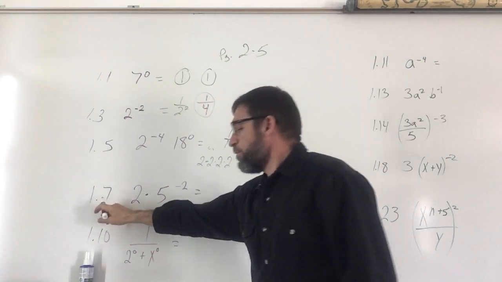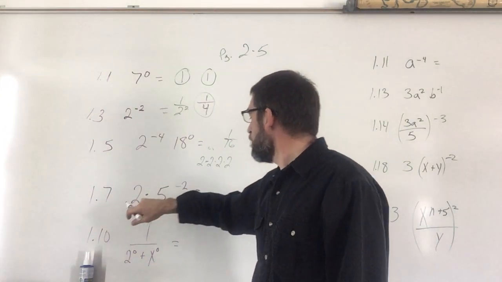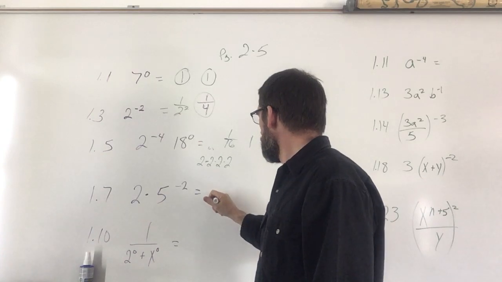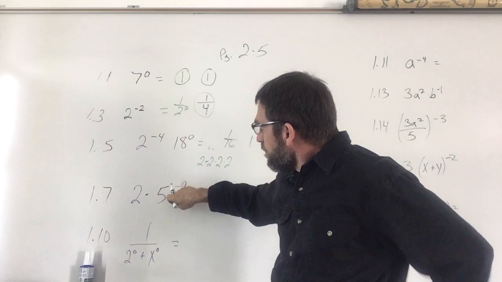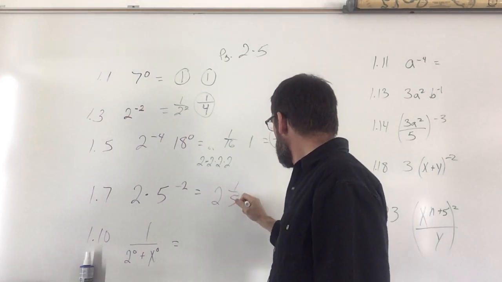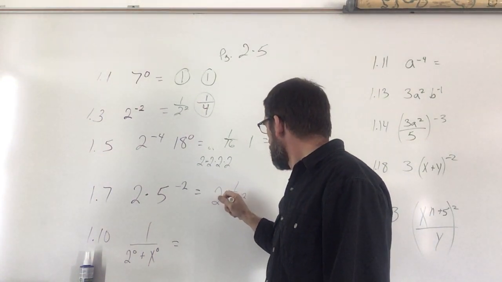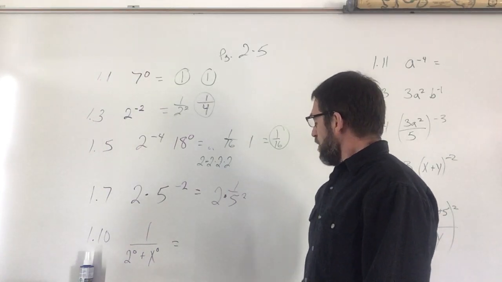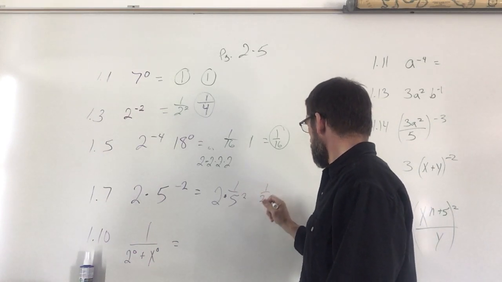All right, I'm going to jump down to 1.7. So I have 2 times 5 negative 2. Okay, so that's pretty easy. I'll just copy the 2 right over. But this negative 2, remember, to make it a positive 2, I put a 1 over 5 squared. Okay, this is supposed to have a decimal sign there. And so I go, 5 times 5 is 25. So I got 1 over 25.